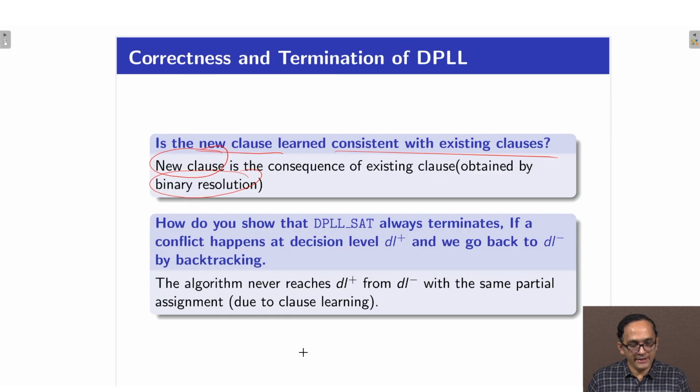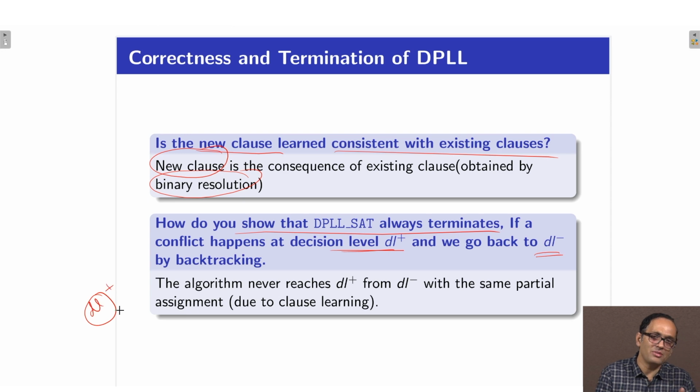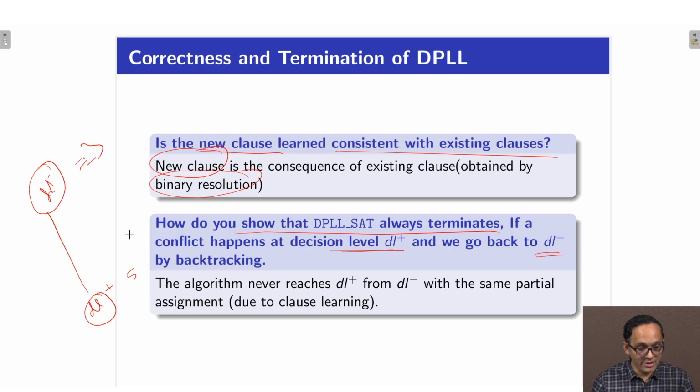Next question is how do I show that this DPLL always terminates, because you are running an infinite loop. It can be shown that if you have a conflict happening in decision level DL plus 1, and I go back to DL minus 1, so you basically have a conflict at some level, say this is 5, and I backtrack to some DL minus 1, right. This may be say 3 if 4 does not occur here. Then what I am saying is that I learned some new clause, that is the new clause I learned.